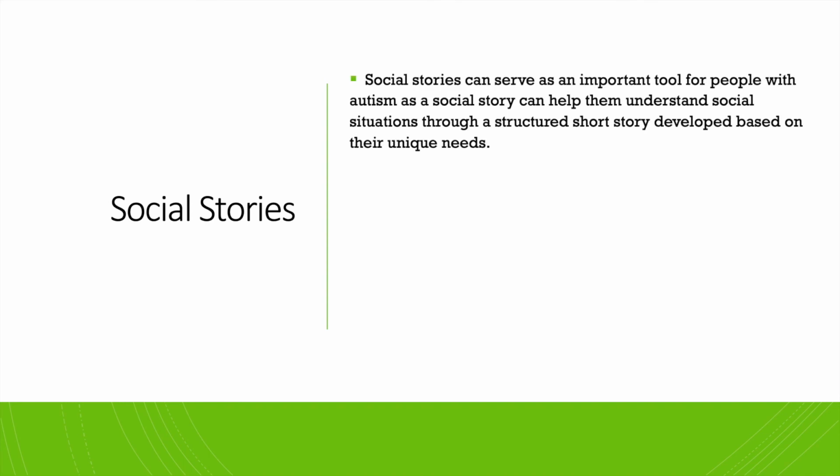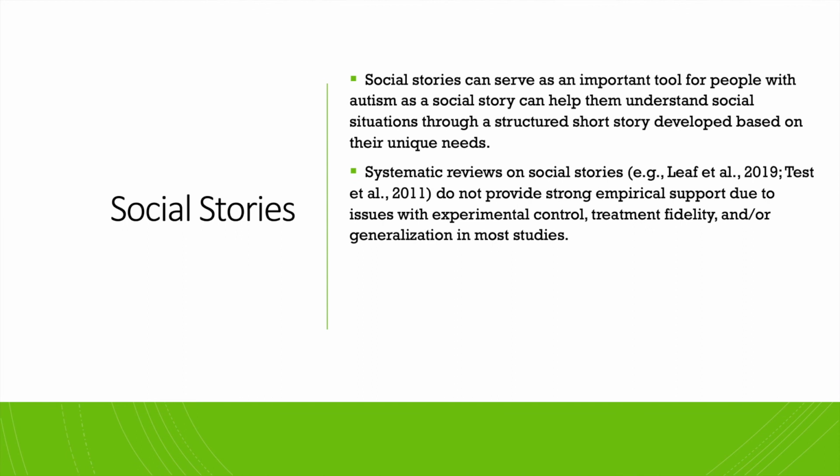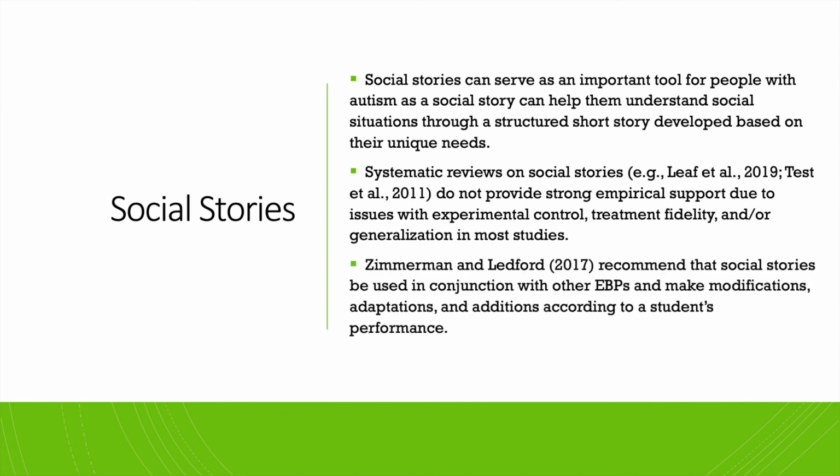Social stories can serve as an important tool for people with autism, as a social story can help them understand social situations through a structured short story developed based on their unique needs. However, systematic reviews on social stories do not provide strong empirical support due to issues with experimental control, treatment fidelity, and/or generalization in most studies. However, in 2017, Zimmerman and Ledford recommended that social stories be used in conjunction with other evidence-based practices and make modifications, adaptations, and additions according to a student's performance.